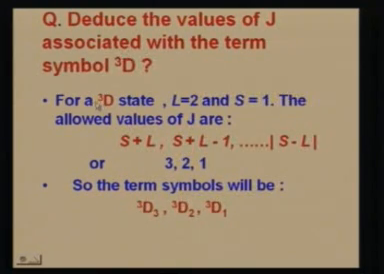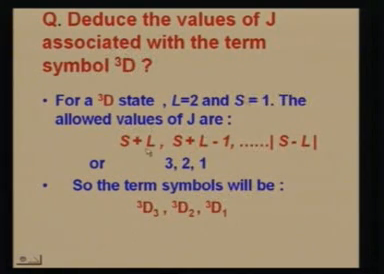The first step is to find out that for a 3D state, since it is D, the code for L is equal to 2. So L is equal to 2. And since the spin multiplicity is 3, therefore S is equal to 1. So from this information we get L equal to 2 and S equal to 1. That means we know the result of spin-spin coupling, and we also know the result of orbit-orbit coupling. The next thing is to find out the allowed values of J using the procedure we have already discussed.